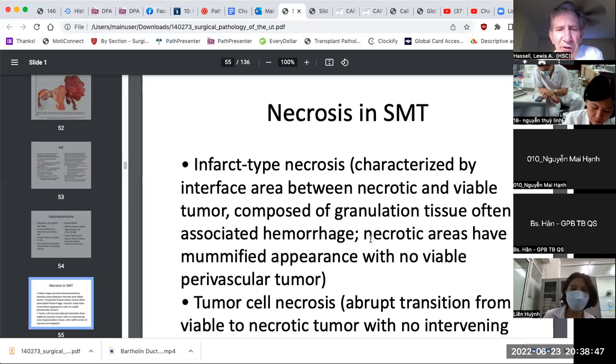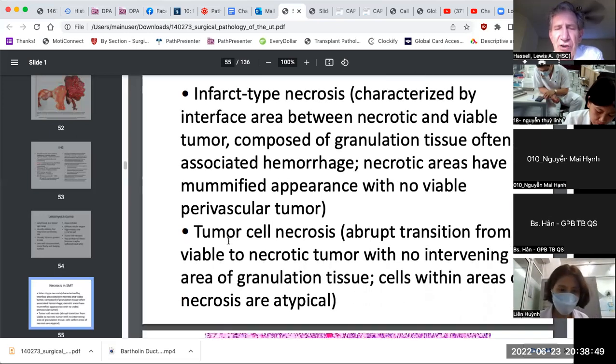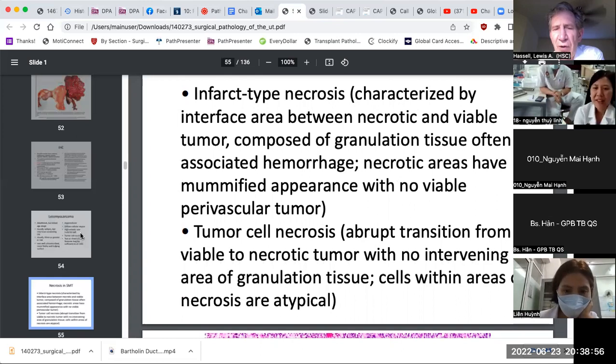Well, I'll show you some pictures. That'll help. Whereas tumor cell necrosis is a very sharp, abrupt transition from viable to necrotic tumor. There's no intervening granulation tissue, and the cells within the areas of necrosis are atypical.